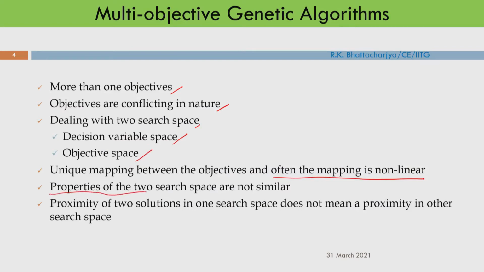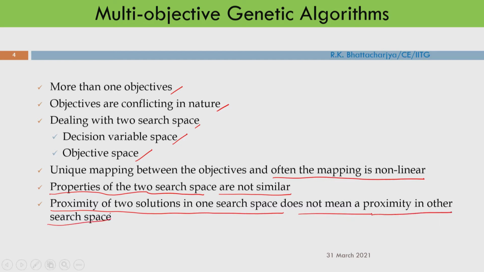So, the properties of these two search spaces are not similar. That means if two solutions are closer in one search space, it does not mean that the solution will also be closer in the objective search space. So, proximity of two solutions in one search space does not mean proximity in the other search space.